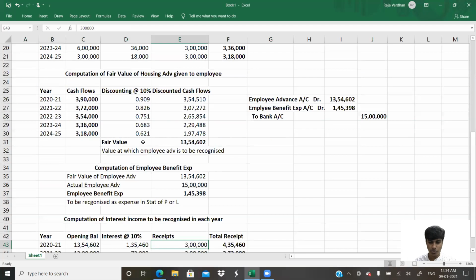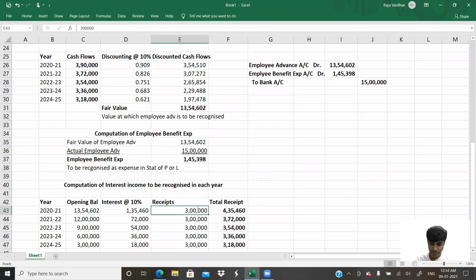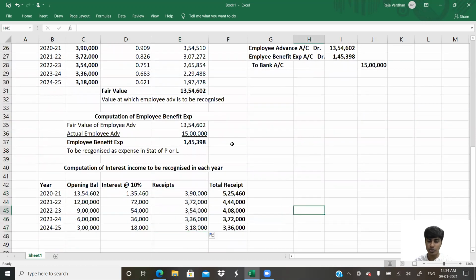And our repayments, receipts will be the same old 3 lakh 90, 3 lakh 72. Those are the money that we're receiving. So what will be the balance? We'd have to find the closing balance. We take the opening balance, add interest at 10%, minus the receipt that we collected. So 11 lakh 62. That would be the balance.